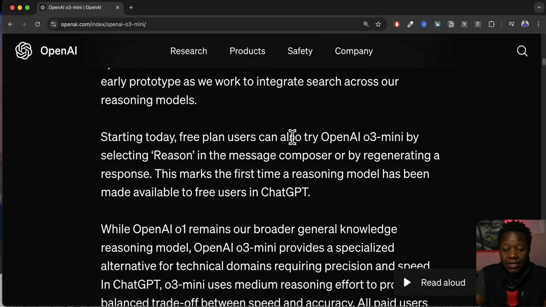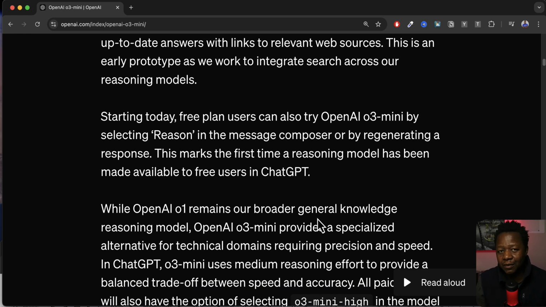Free plan users can also try OpenAI O3 mini by selecting Reason in the message composer. Now, I'm not a free user. I've been using it for over 2 years now. If you are new to ChatGPT, OpenAI, and all this AI thing, then you get a chance to work with OpenAI O3 mini for free. I don't know for how long this will be free, but probably not for that long. So they're trying to get as many people as possible to come in and use it. It is a pressure that they got from R1, in this case DeepSeek. It is business. It is what it is. And we all benefit from that.